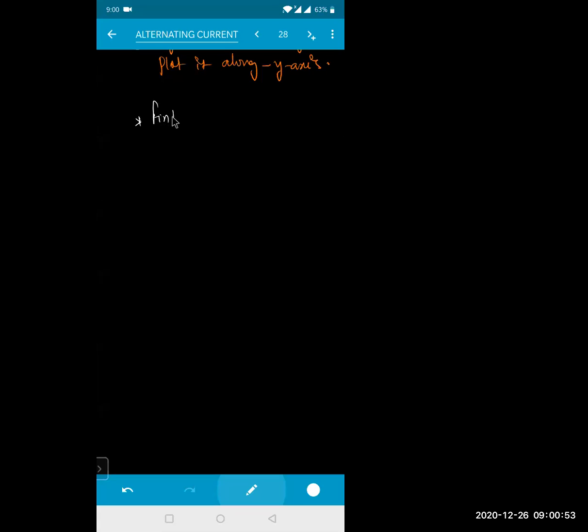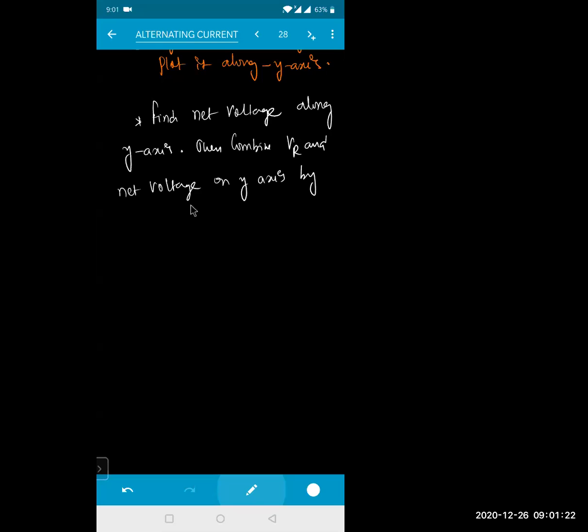So next one is find net voltage. I'll tell you how to do it in the problems also. So find the net voltage along the y-axis, then combine VR and the net voltage on the y-axis by vector addition.